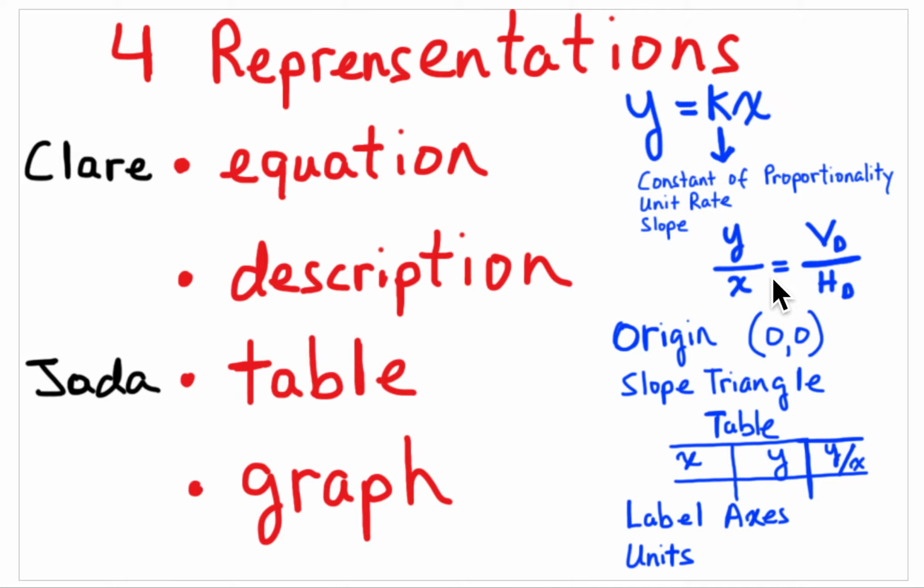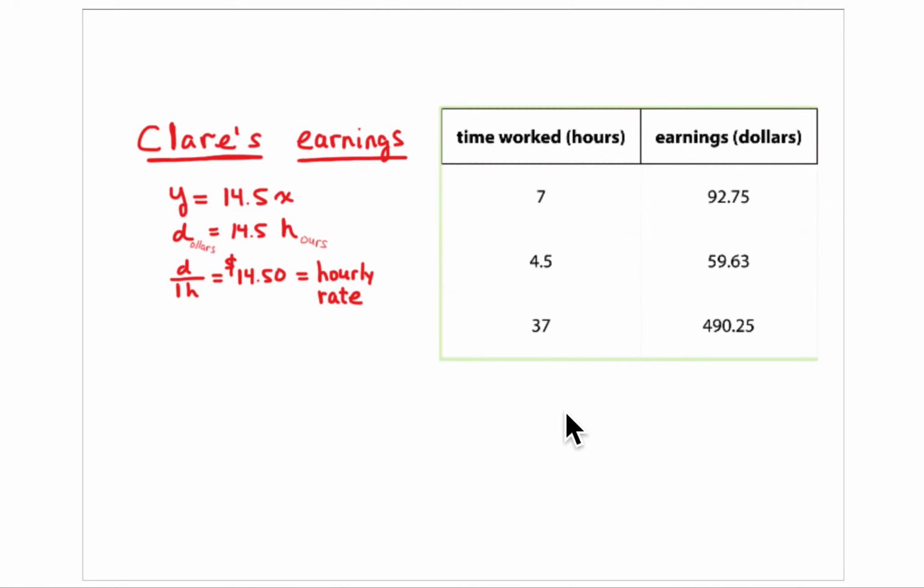All this stuff you review every single time you look at one of these problems. So you don't write things out. You just start to be able to think about it and use it in your thinking of the problem. In this case, the information for Claire is given as an equation: y equals 14.5x. So she makes a certain number of dollars, and that number of dollars is a multiple of the number of hours. It's 14.5 times the number of hours that she works.